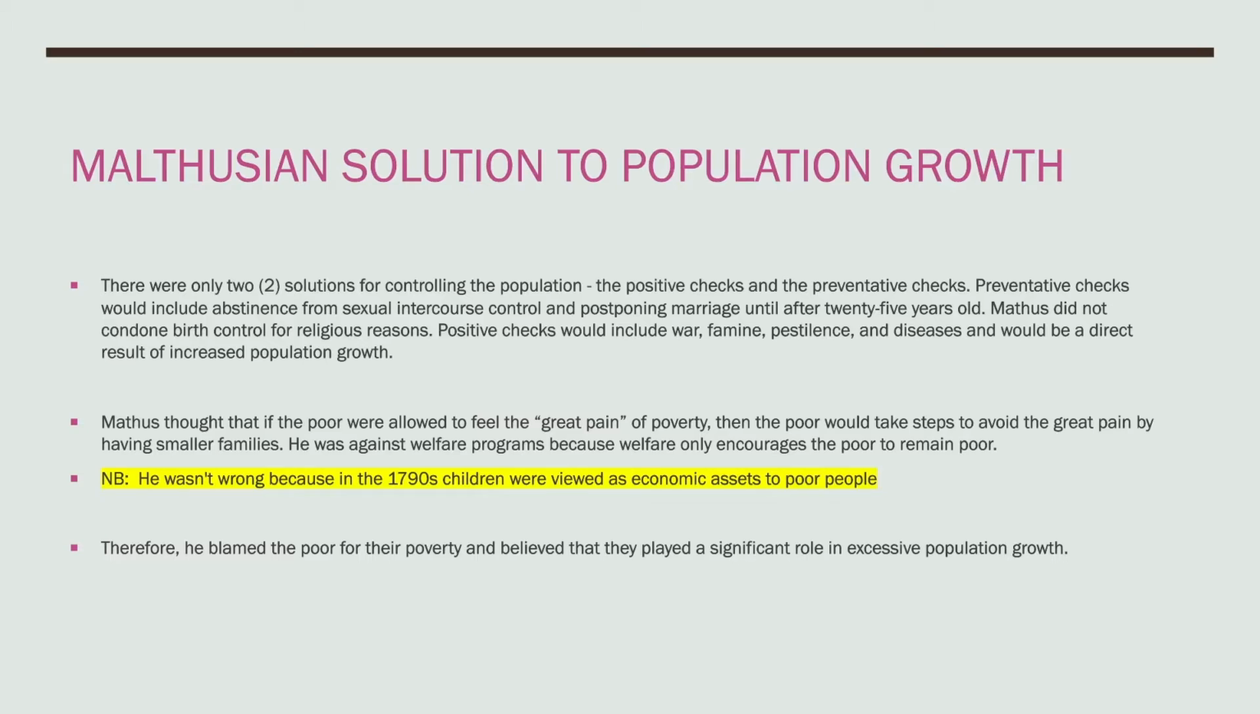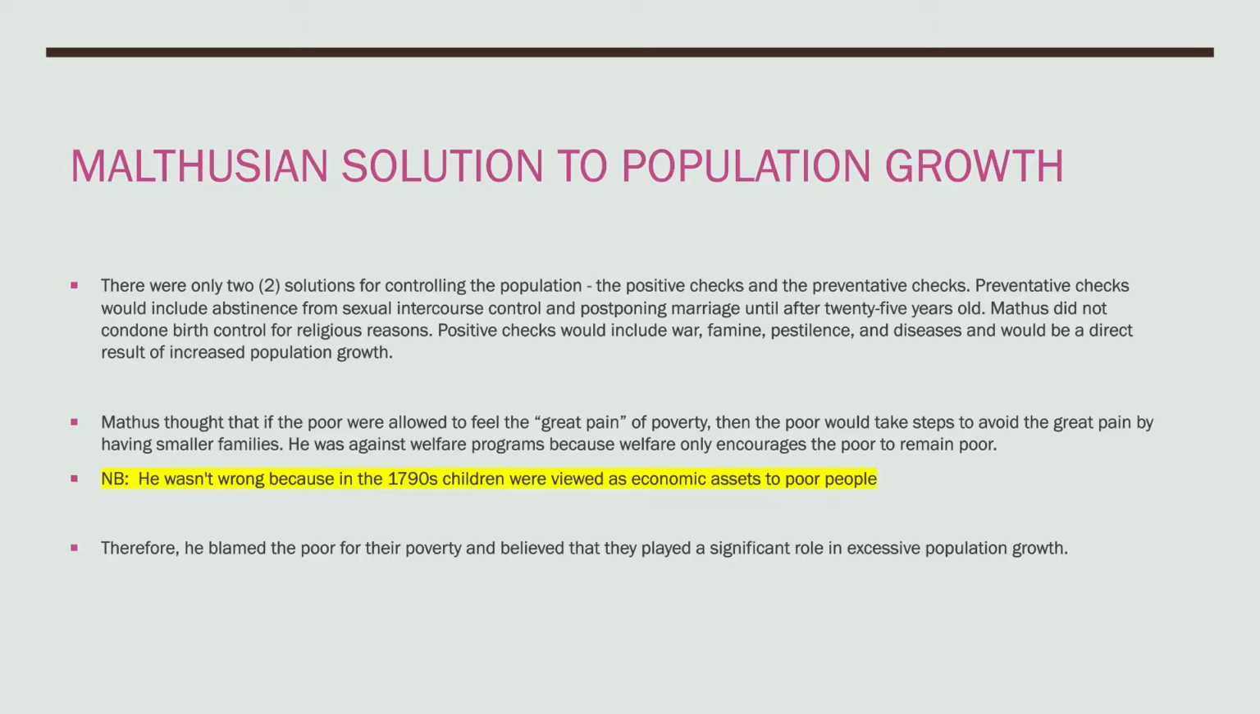Now, Malthus thought that if the poor were allowed to feel the great pain of poverty, then the poor would take steps to avoid the great pain by having smaller families. He was against welfare programs because welfare only encourages the poor to remain poor. Now, Malthus was not wrong for saying this, right? That the poor need to feel a great pain. Welfare programs only encourage the poor to remain poor.